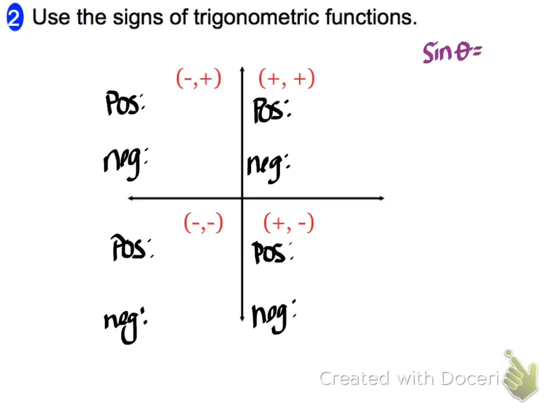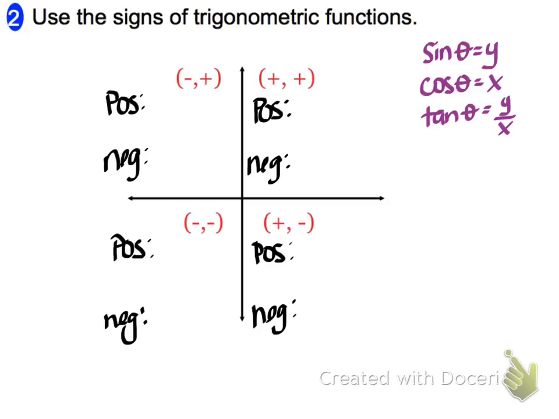Remember that the sine of theta is equal to the y value, the cosine of theta is equal to the x value, and the tangent of theta is equal to y over x. That's just a review. And then we also have all of their reciprocals. Now let's use those to help me determine quadrant 1.